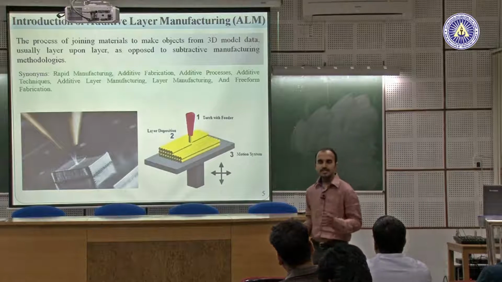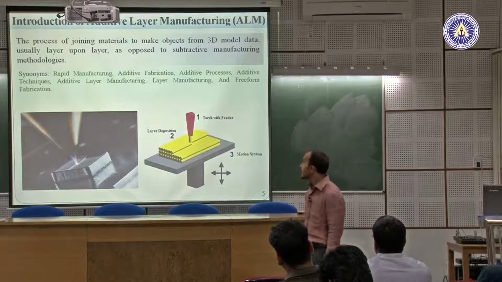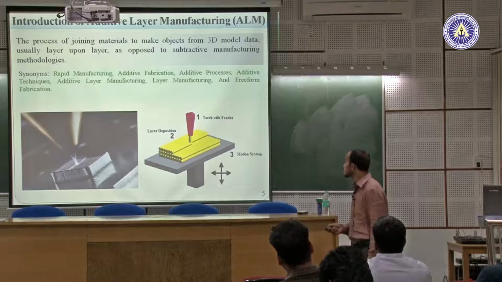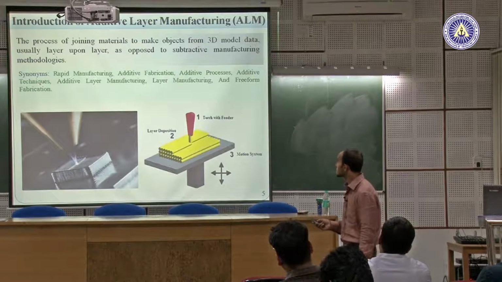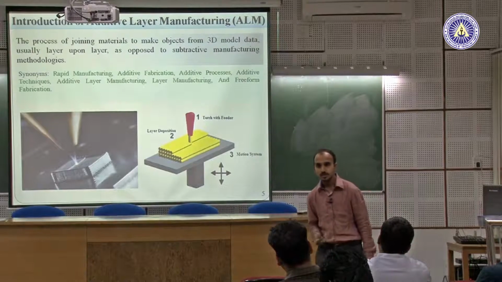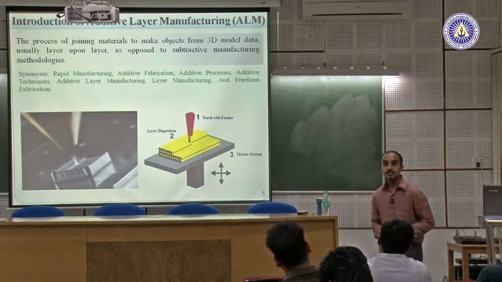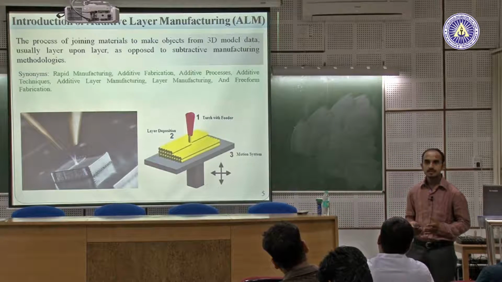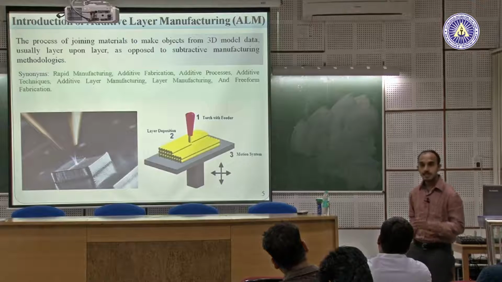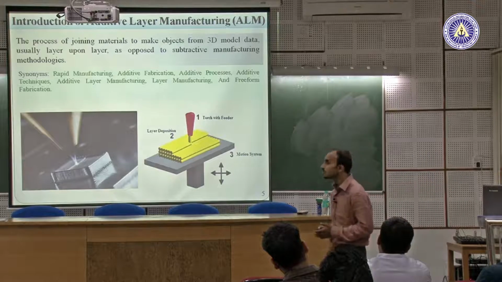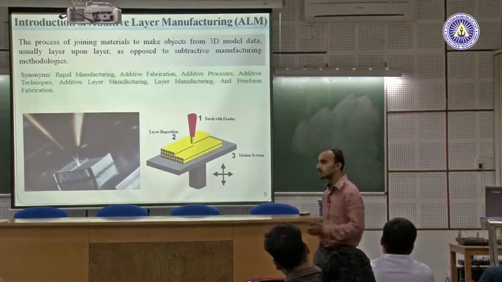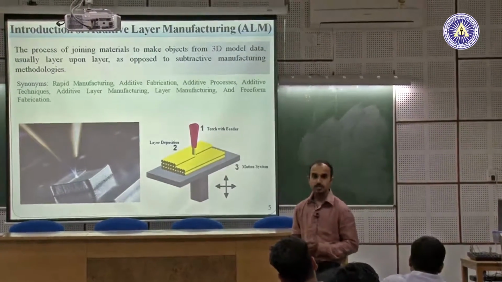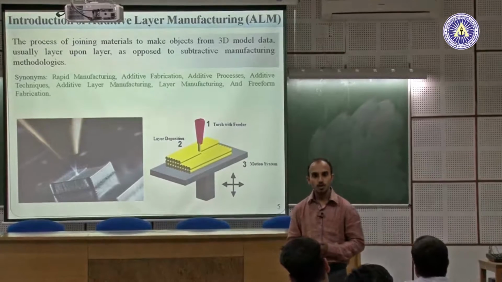Actually, these capabilities came from CAD data, and ASTM defines the process as joining of materials to make objects from 3D model data, usually layer upon layer, as opposed to subtractive manufacturing methodologies. This material deposition gives very good quality, and along with process flexibility, it significantly reduces the development time. If you use it for the development of prototypes, it reduces the overall cost of production.